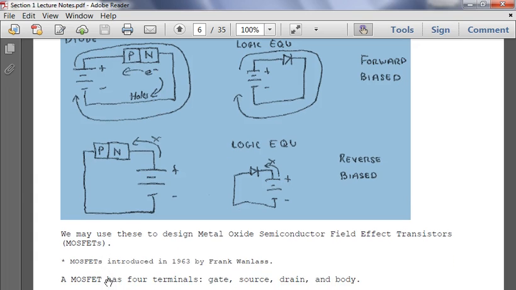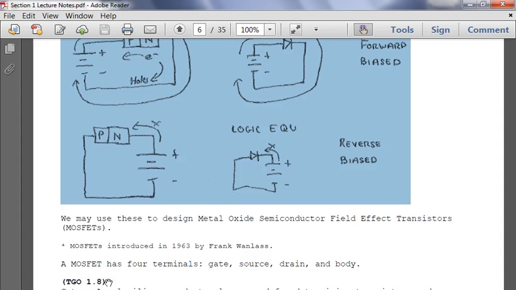But in the meantime, the computers that we use on Earth are known as CMOS, and these use what are known as metal oxide semiconductor field effect transistors.